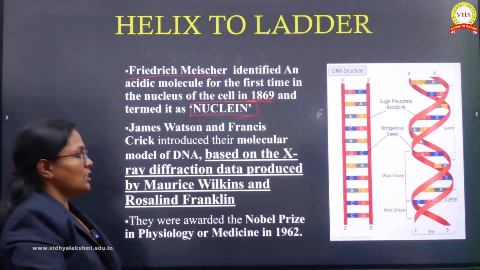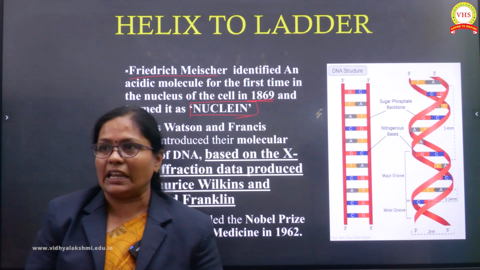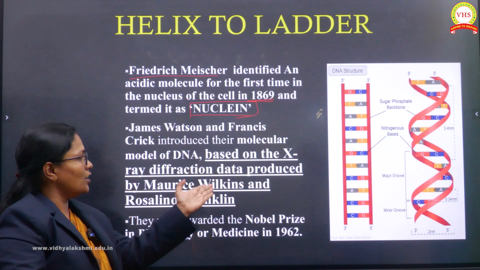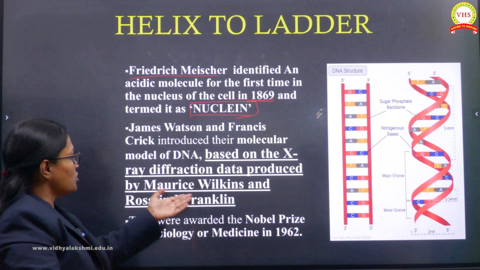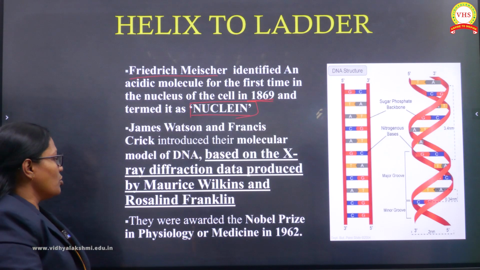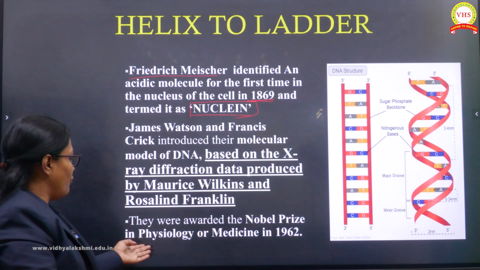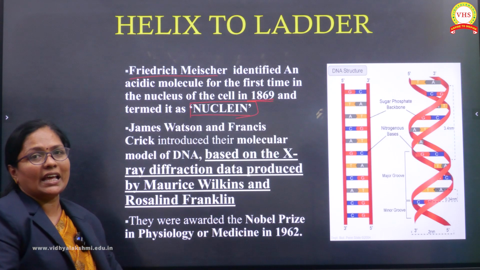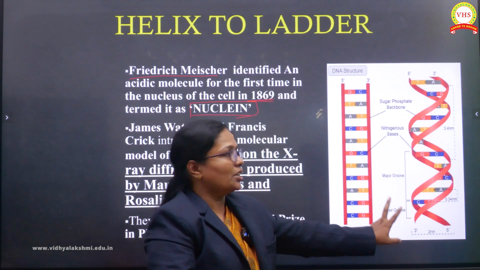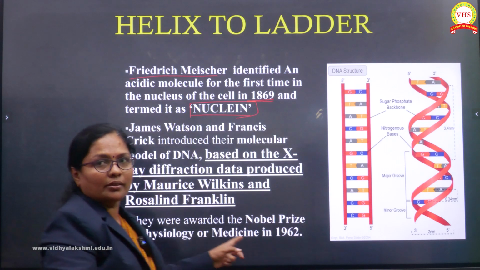James Watson and Francis Crick introduced the molecular structure of DNA based on the X-ray diffraction data produced by Maurice Wilkins and Rosalind Franklin. They were even awarded the Nobel Prize for Medicine in the year 1962. Now, when this helix structure is unwound, you get this ladder model.